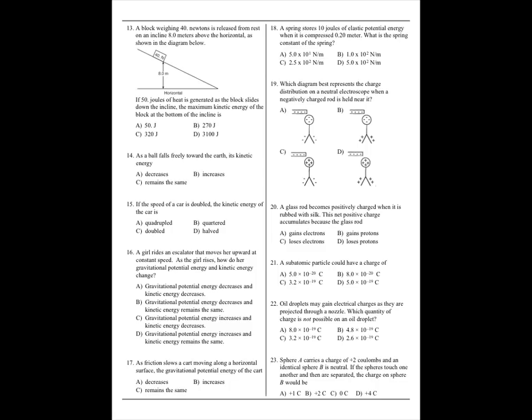Okay, so number 13 is a little bit of a tricky question too. Here we have a block weighing 40 newtons. That's already mg, by the way. From rest on an incline, 8 meters above. So we're at the top, and our potential energy up there is what we have as max energy to start with. So that's 40 for mg already, times our height of 8. You get approximately 320 joules to start with.